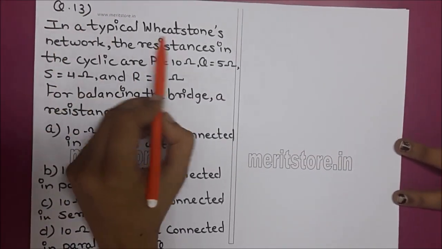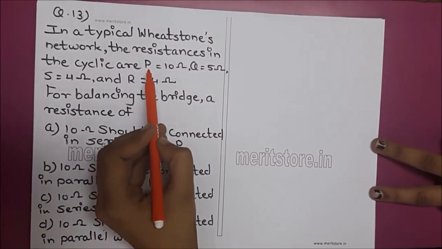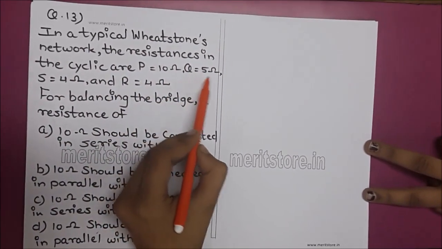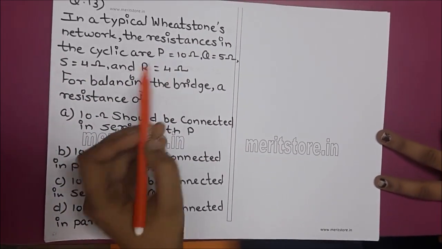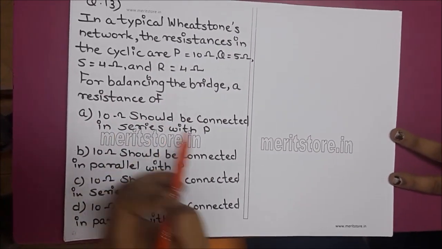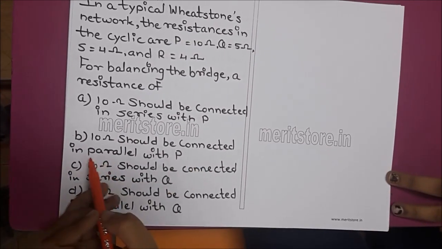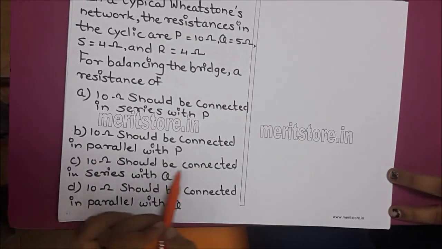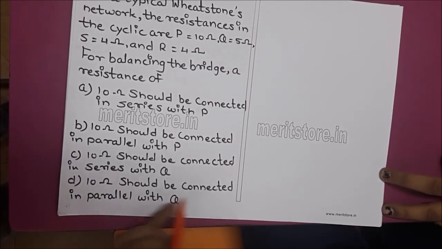Question 13. In a typical Wheatstone's network, the resistances in the cyclic order are P is equal to 10 ohm, Q is equal to 5 ohm, S is equal to 4 ohm and R is equal to 4 ohm. For balancing the bridge, a resistance of A) 10 ohm should be connected in series with P, B) 10 ohm should be connected in parallel with P, C) 10 ohm should be connected in series with Q, D) 10 ohm should be connected in parallel with Q.